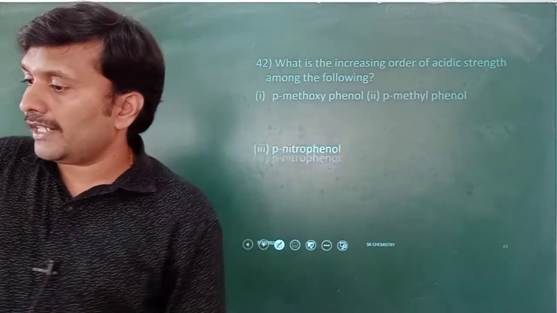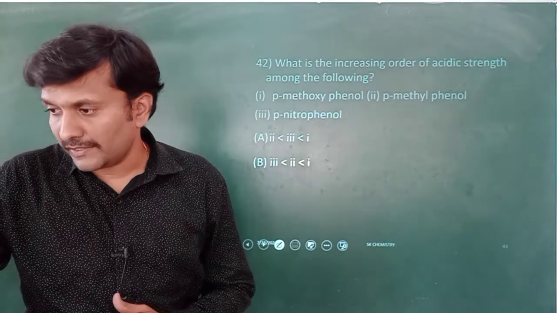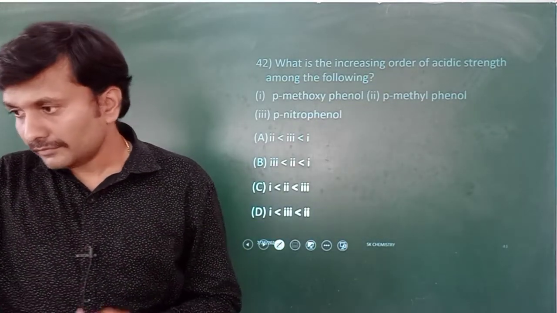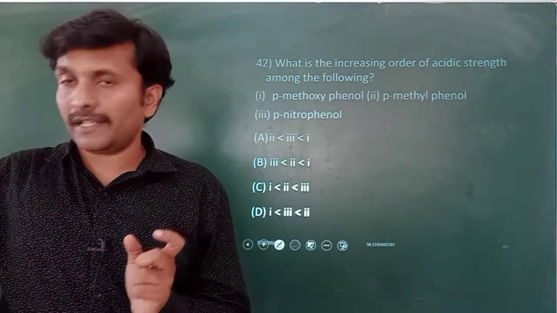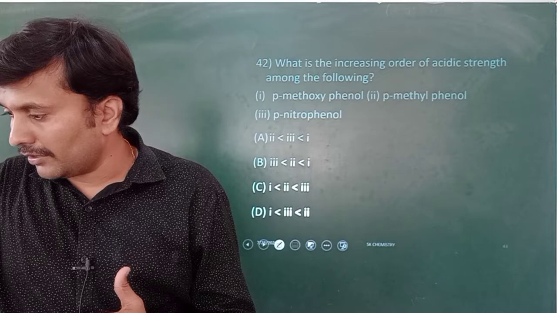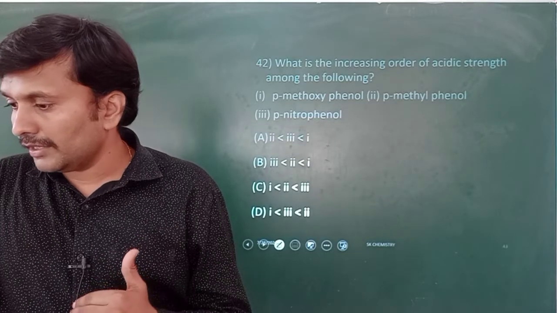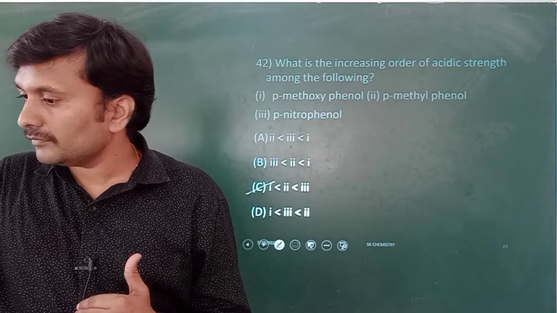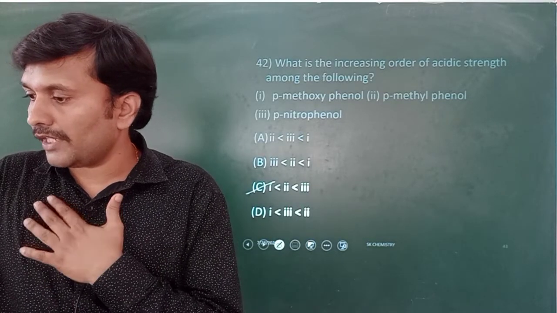What is the increasing order of acidic strength? It is a straightforward question. Methoxy is an electron donating group, methyl is electron donating, and nitro is an electron withdrawing group. Easily you can make out which option it is: the third option. Which among the following is strongest? It is 3.